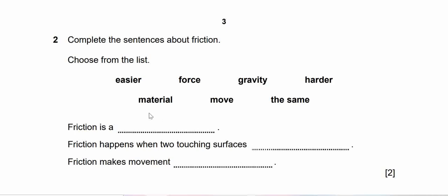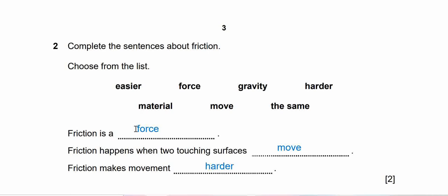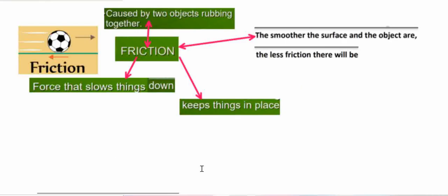Alright, let's open up the answers. Alright, friction is a force. Friction happens when two touching surfaces move. Friction makes movement harder. Here's a brief explanation about friction. Friction is a force that slows things. Friction is caused by two objects rubbing together. So friction keeps things in place. The smoother the surface and the object are, the less friction there will be.